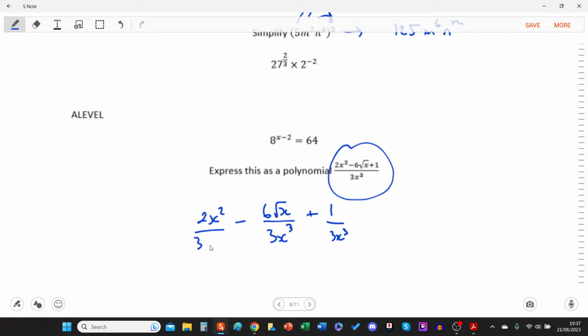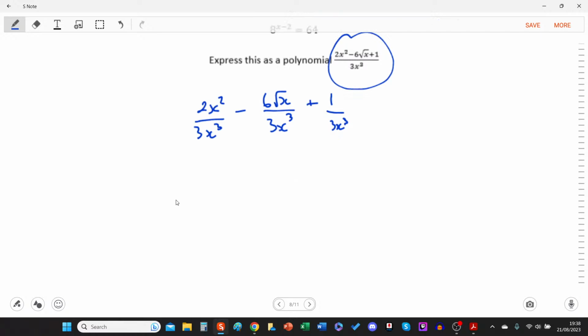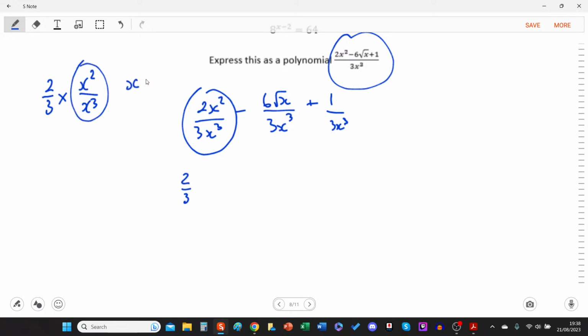And 3x cubed. So the first rule comes from, let me go down a bit, the fractional thing. Like, how do you deal with this, right? How do you simplify it? Well, you could see this as 2/3 multiplied by x squared over x cubed, right? Separate it out. So the 2/3 is just going to be 2/3. The question is, what happens with the x's? Well, x squared, you're going to take away the indices. So 2 take away 3 is -1.